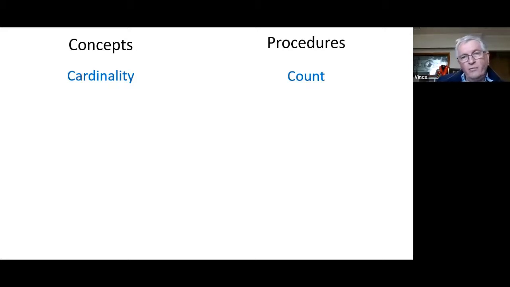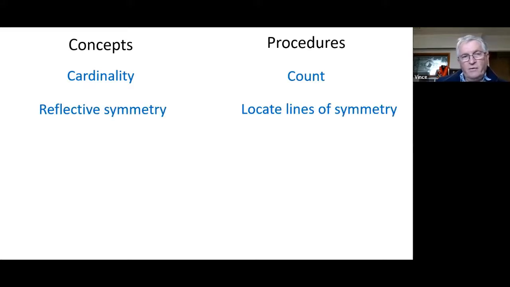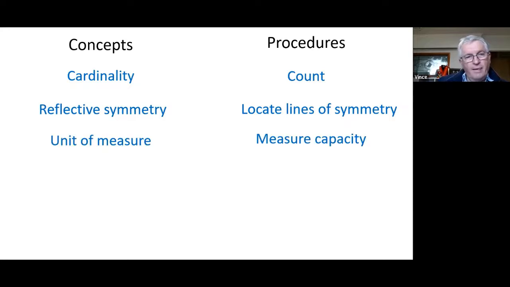And you can't really have one without the other meaningfully. If you're going to count with meaning, you need to understand cardinality. We have concepts like reflective symmetry, which has to do with when an object actually has reflective symmetry, i.e. whether a mirror can be positioned so that you look at the object and it looks the same, even though you can only really see half of it. And the procedure of being able to locate lines of symmetry. To actually do that effectively, you need to know something about the concept.